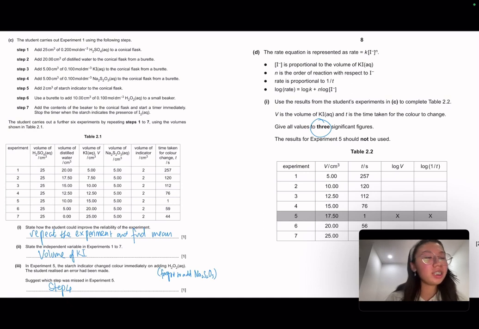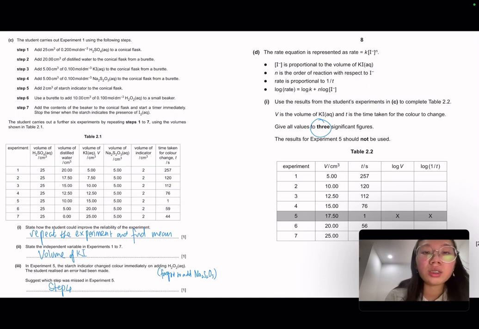So from the steps, I'm sensing they might ask why is the value different? And it's usually either you started the timer too late or too early, depending on your value. Alright, okay. So we have a table with 7 sets of data. Alright, state how the students could improve the reliability. This one is very straightforward. You can just repeat the experiment, find the average, find the mean, and ensure that the values are consistent.